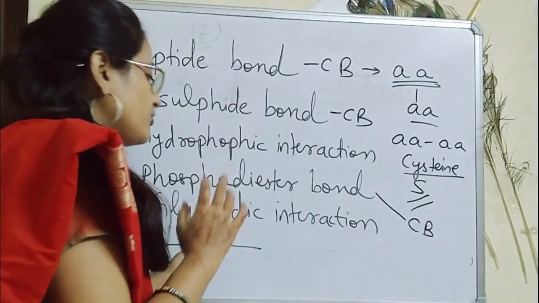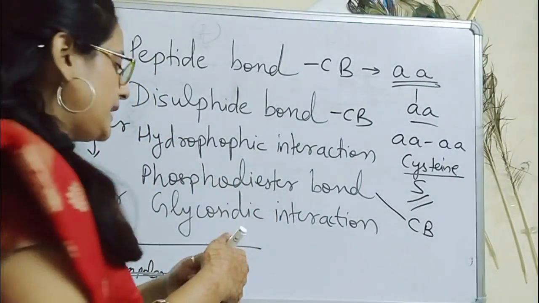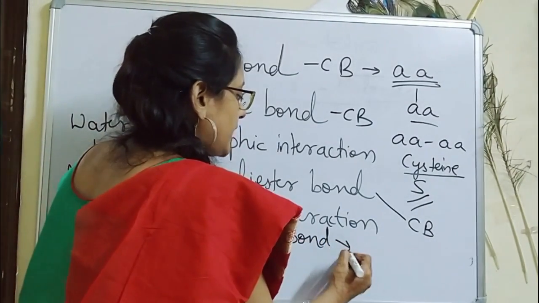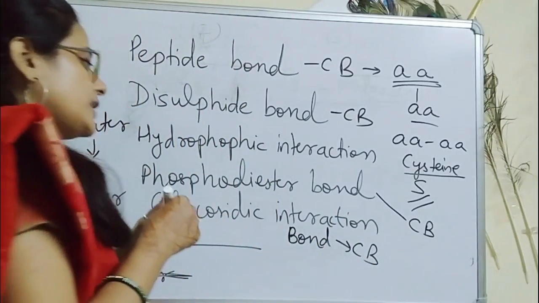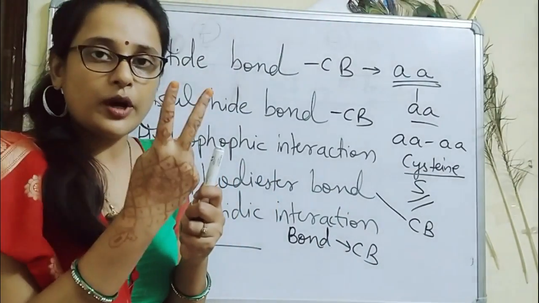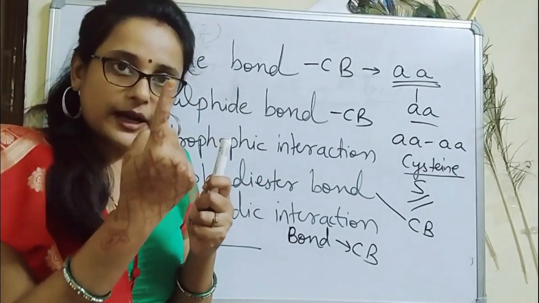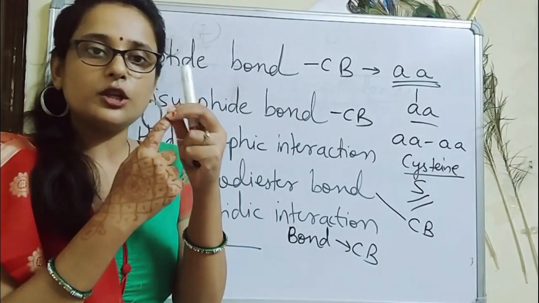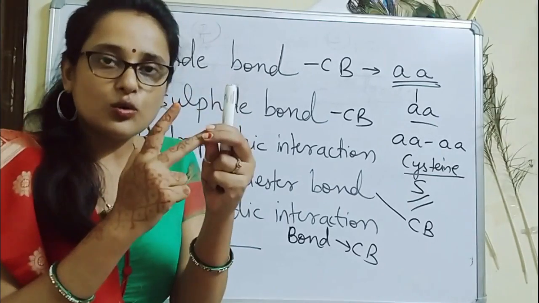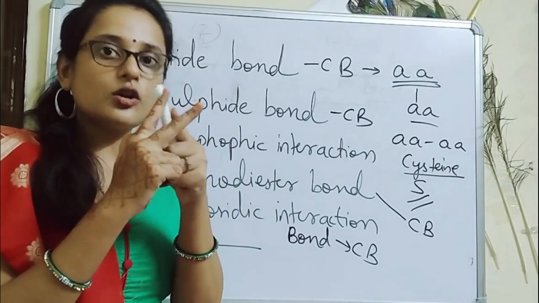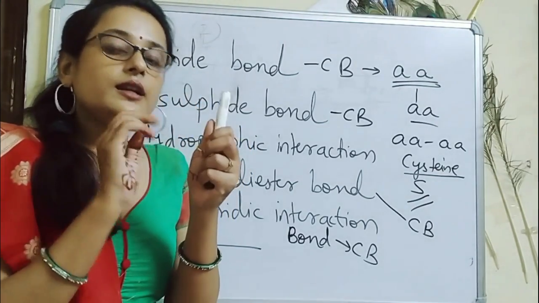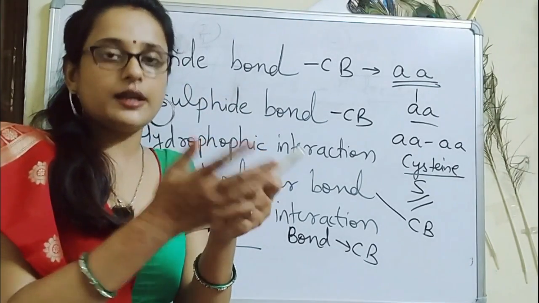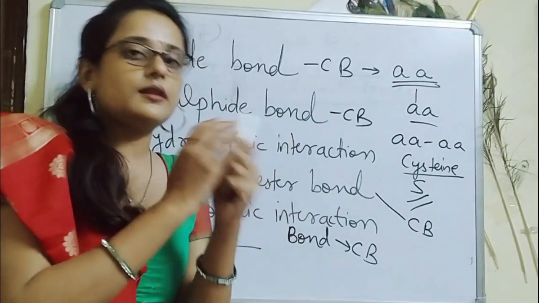The last type of bond which is required in biology is a glycosidic interaction or glycosidic bond. This is also a type of covalent bond. A glycosidic bond is formed in between two carbohydrates, or a carbohydrate and a non-carbohydrate molecule. That is, let's suppose a glucose molecule is bonded with another glucose molecule, that type of bond is called a glycosidic bond. Similarly, let's suppose ribose sugar, that is pentose in case of DNA, is bonded with a purine.